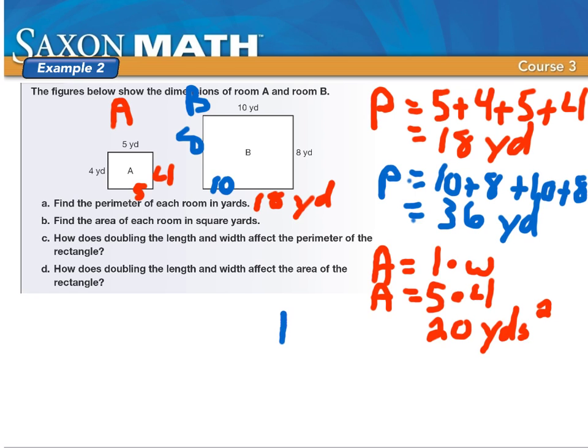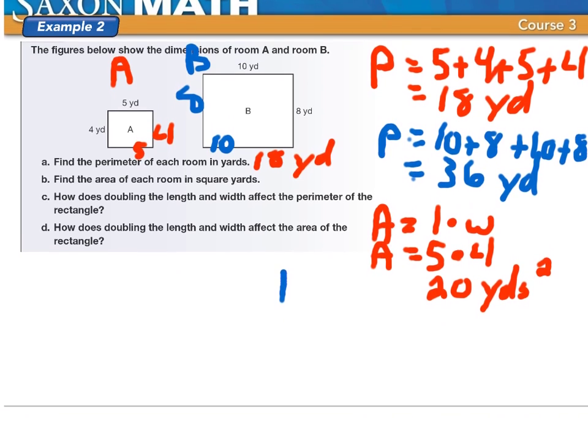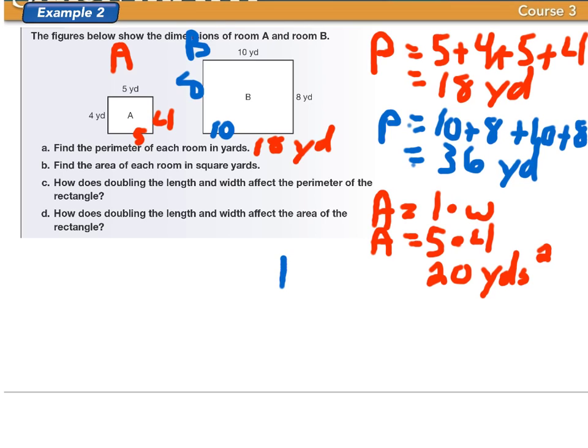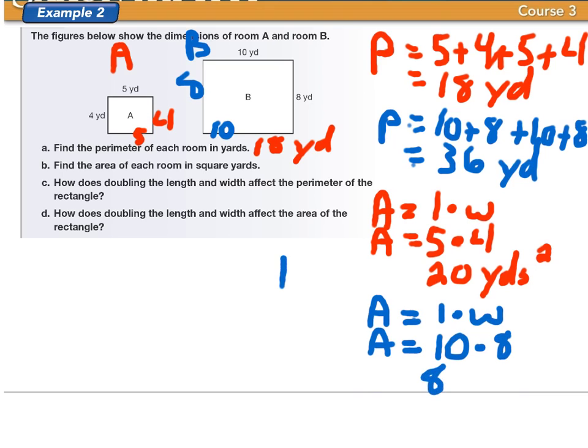Now let's do room B. Let me move this up a little bit here. Okay, room B. The area is, again, the length times the width. So the area equals my longer side, my length is 10, my shorter side is 8. And I'm going to multiply those together. 10 times 8 is 80. And again, it's yards squared. So there are my answers for part A and part B.